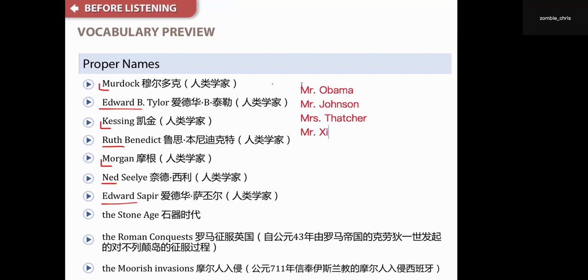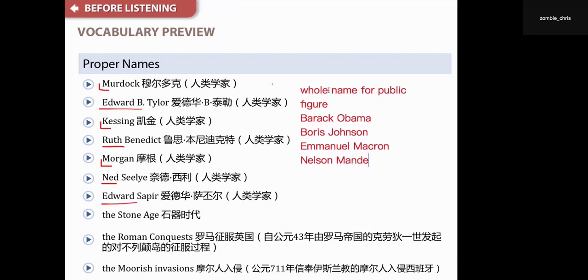So we often read newspaper reports referring to Xi Jinping honorifically. We would just call him Mr. Xi, even though obviously in China family names go first. So it's still that Mr., Mrs., as with the family name that goes together. It's more common to use the whole name for public figures, though. So you would actually need to say Barack Obama, you would actually need to say Boris Johnson or Emmanuel Macron. We wouldn't say Mr. Macron, you would call him Emmanuel Macron. So it's more common for public figures to use the full name.